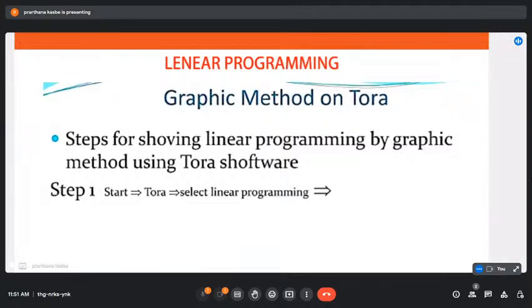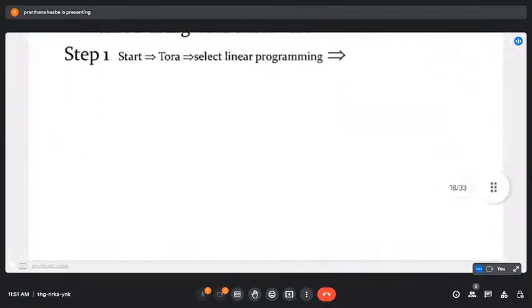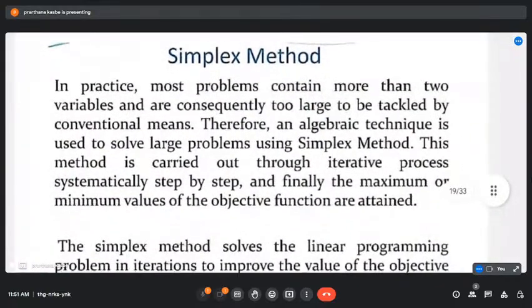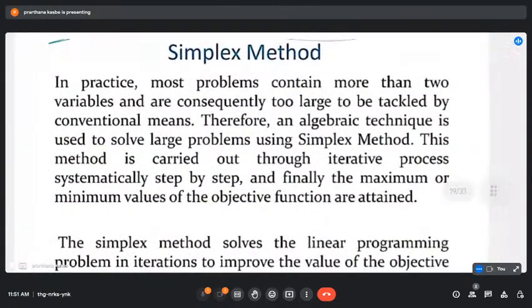For example, you can use the Tora software, then start Tora and select the linear programming. Then you have to simplify the particular method. Then second method is simplex method. Simplex method for linear programming. In practice, most problems contain more than 2 variables, म्हणजे 2 पेक्षा जास्त जर चले असतील, and are consequently too large to be tackled by the conventional means.